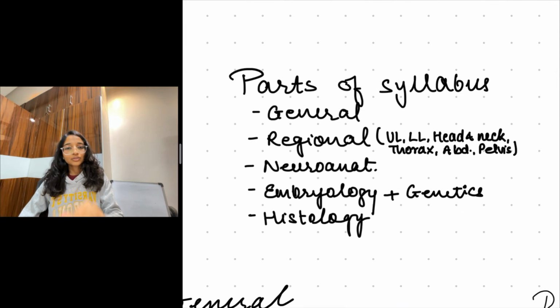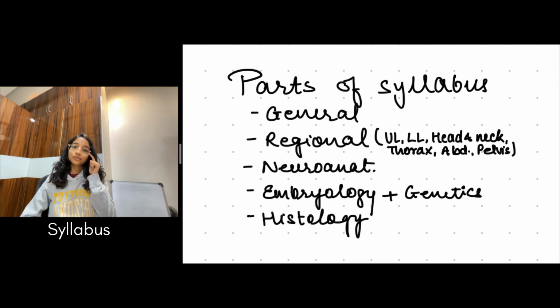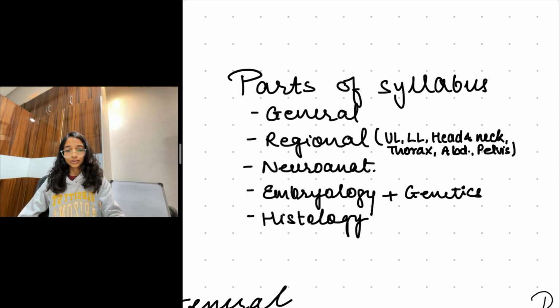So, starting with parts of the syllabus, we have general, we have regional anatomy, in which you have your upper limb, lower limb, head and neck, thorax, abdomen, pelvis. Then we have neuroanatomy, which is usually covered with head and neck or right after head and neck. Then we have embryology and genetics, and at last we have histology.